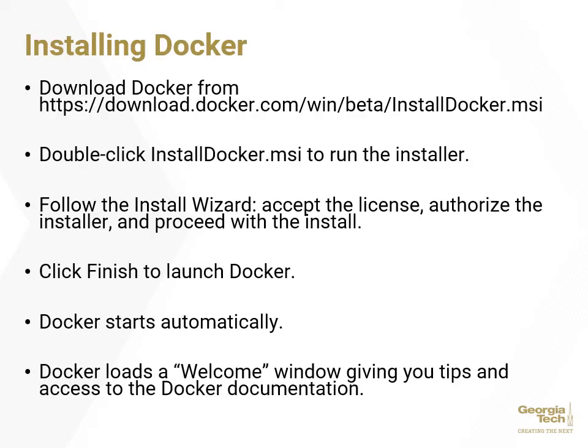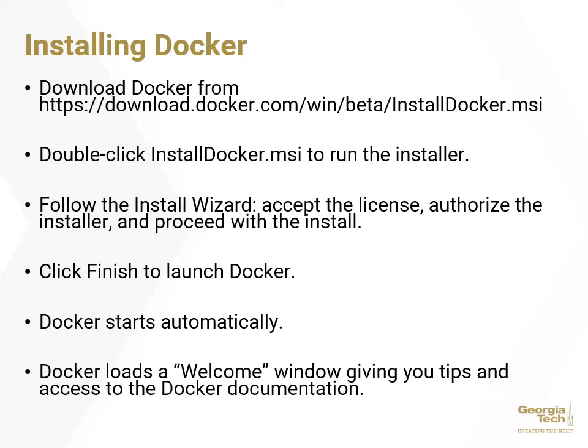Next, we will see how to install Docker on your Windows machine. Usually Docker is installed on Unix or Linux machines because that's where our containers run most of the time. But for the purposes of this training, we'll try to install it on our Windows machine. So the first step is to download Docker from the official Docker website. Then double click on the installer, which is like any typical Windows installer, and install the Docker software. When you click finish, Docker starts automatically as a service, and loads a welcome window giving you tips to access the Docker documentation.